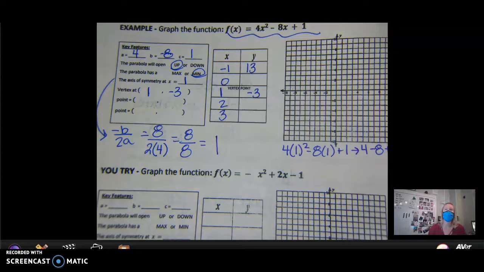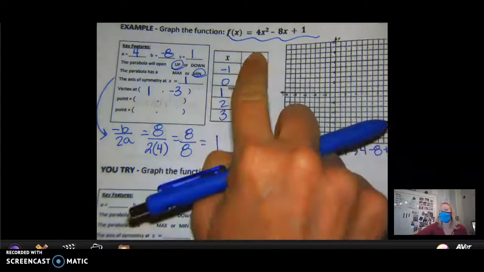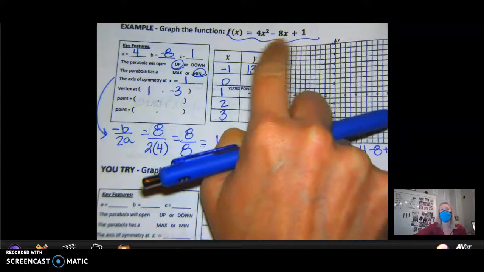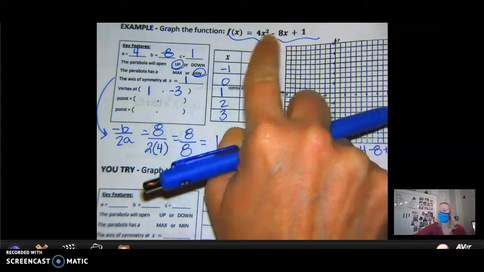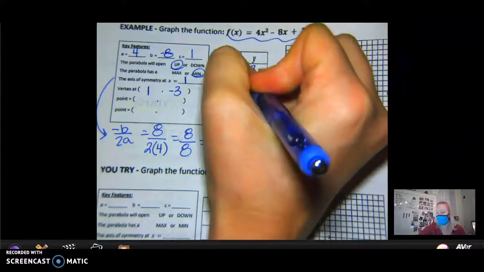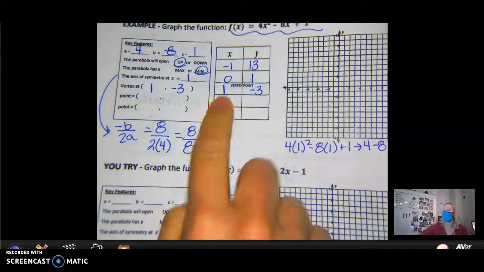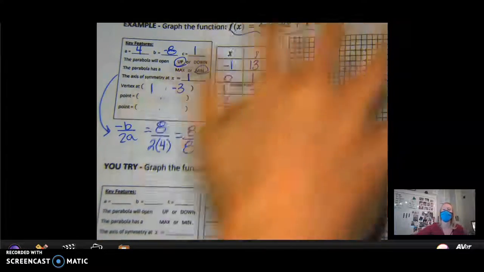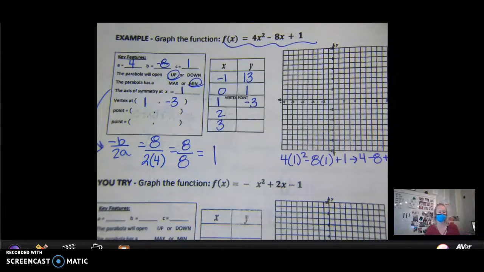Do you have to use a calculator on this? Could you also do it in your head? Yes. 0. If I'm plugging in 0, 0 times anything is what? 0. So those cancel out, and what am I left with? 1. Okay, everyone plug in 2 into this equation, and let's see what you get. Plug in 2 on your own.